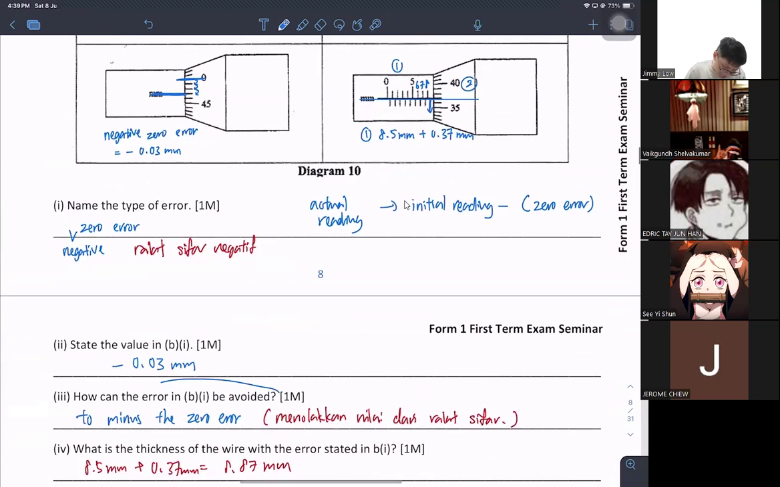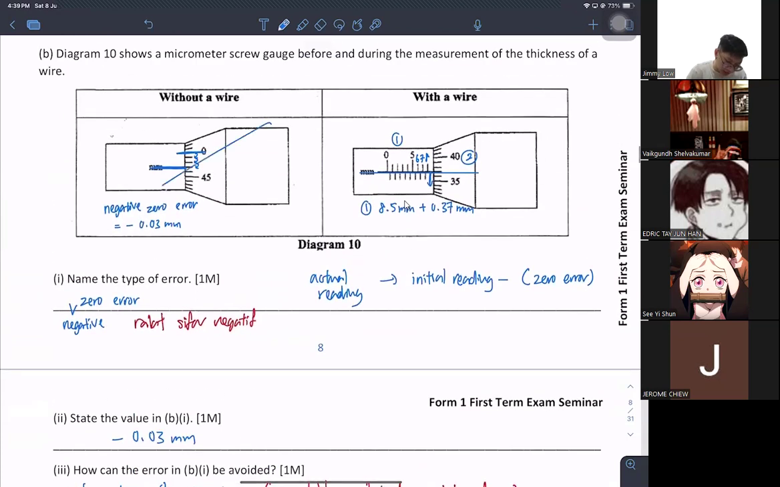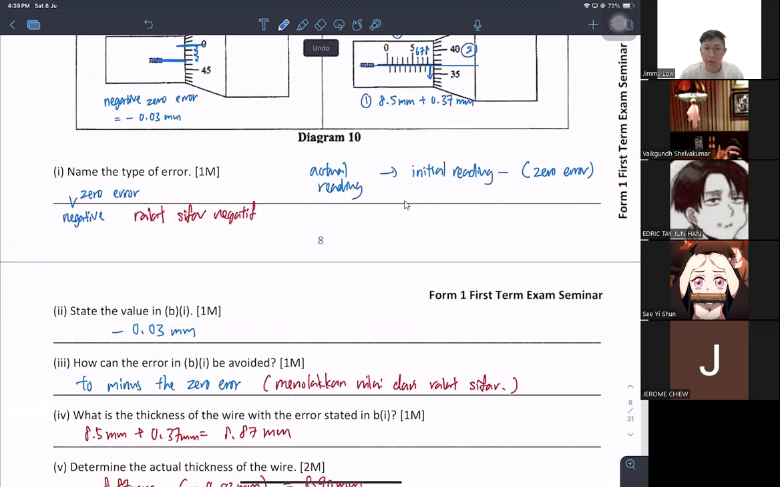So how can the error be avoided? If you want to avoid the error, which means if you want to take out the error here, what you can do is you minus out the zero error, or you subtract the zero error. The noun here doesn't matter as long as you bring out the correct meaning.